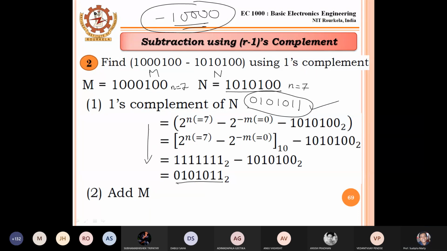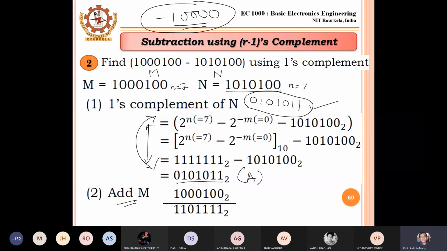I'm not repeating those steps. Should I repeat those steps? No, sir. Not required, sir. Okay. Then suppose it is A. Then I have to perform addition with M. So I have to perform A plus M. M is given by this one, so I have written over here M. Then you add. This is A, this is M. After performing addition, you get this result.